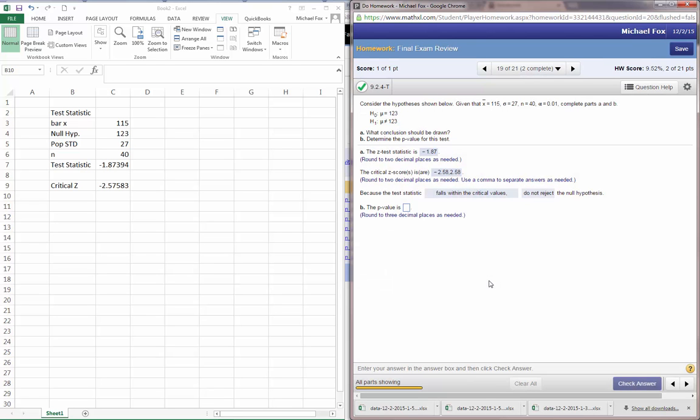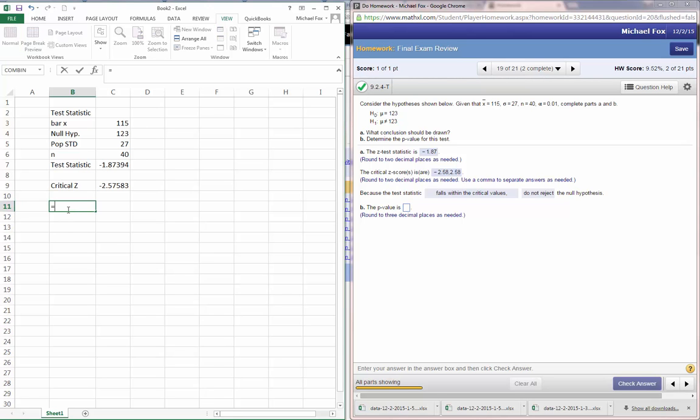And then it wants us to find the p-value, or the probability of this z-test statistic happening. To find our p-value, we're going to use another function in Excel. This one's called NORM.S.DIST. We're going to use our test statistic as our z, and for our cumulative, we're going to put true. What that returns to us is the probability of some data point falling to the left of the test statistic, a z of negative 1.87.